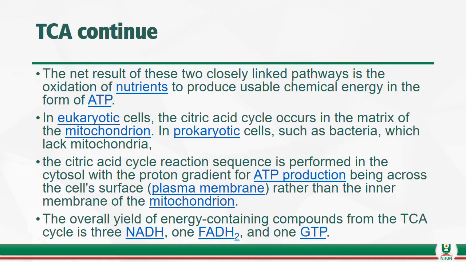In eukaryotic cells, the citric acid cycle occurs in the matrix of the mitochondrion. In prokaryotic cells, such as bacteria, which lack mitochondria, the citric acid cycle reaction sequence is performed in the cytosol, with the proton gradient for ATP production being across the cell's plasma membrane, rather than the inner membrane of the mitochondrion. The overall yield of energy-containing compounds from the TCA cycle is 3 NADH, 1 FADH2, and 1 GTP, that is nicotinamide adenine dinucleotide, flavin adenine dinucleotide, and guanosine triphosphate.